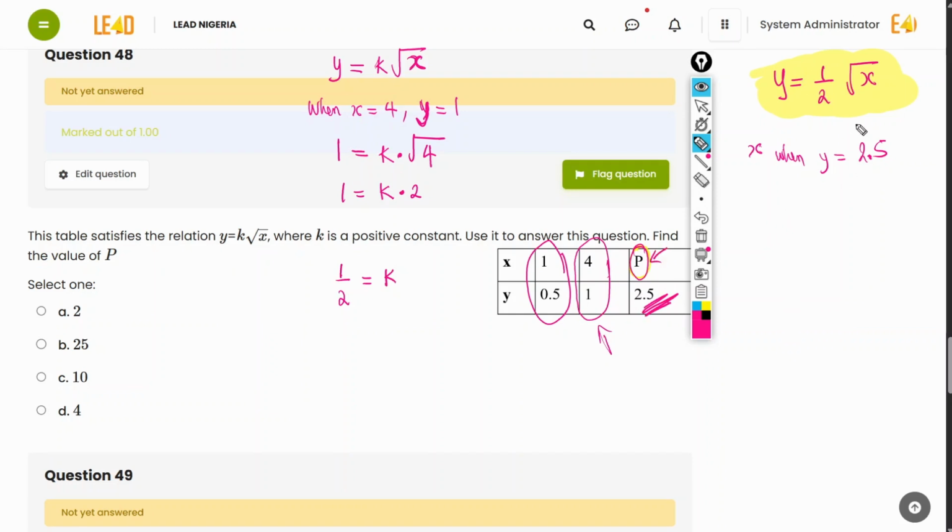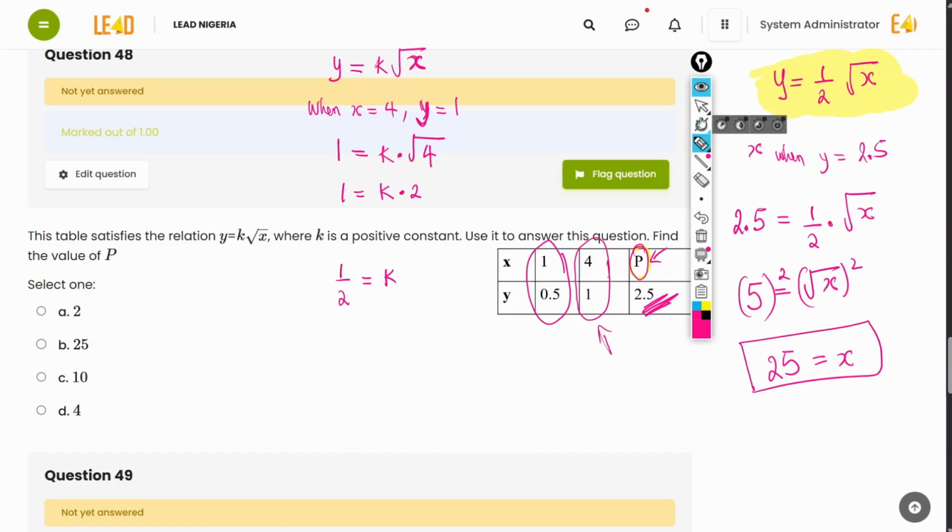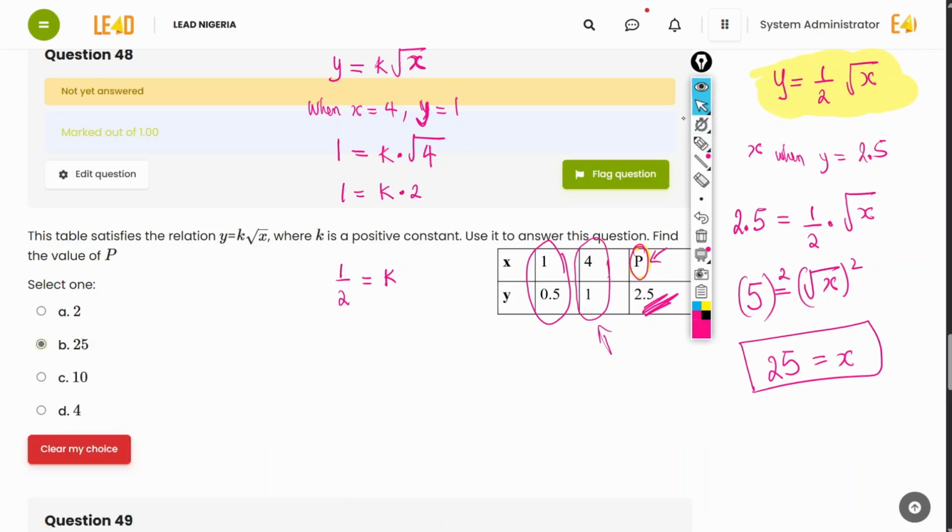So if I substitute into the relationship that we found, I would have 2.5, that's y, is equal to 1 over 2 times root x, right? I can multiply both sides by 2. 2.5 times 2 is 5, so 5 is equal to root x. I'm solving for x, so I can square both sides and I'll get x as 25. The correct option is option B.